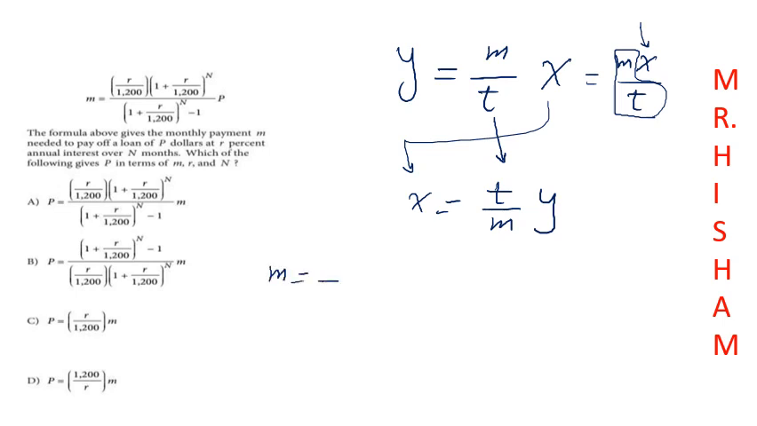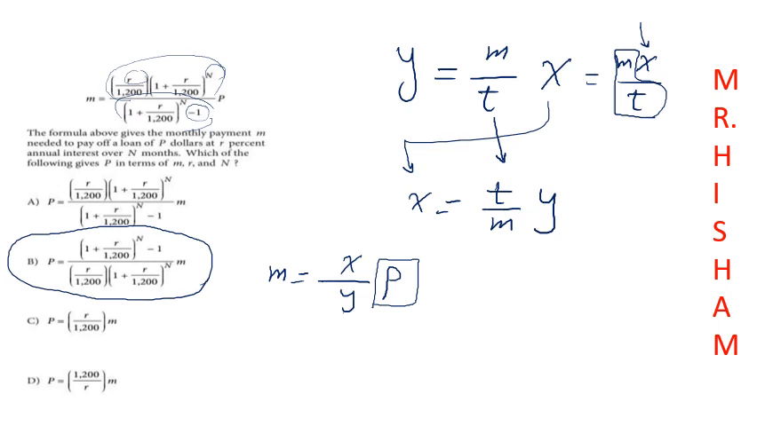M is equal, for example, to x over y p, and you wanted to make p the subject. So all you are going to do is flip the fraction. I don't care about the negative, I don't care about the n, I don't care about the r, I don't care about all of these. I'm going to write this one up and take this one down. So the right answer will be B.